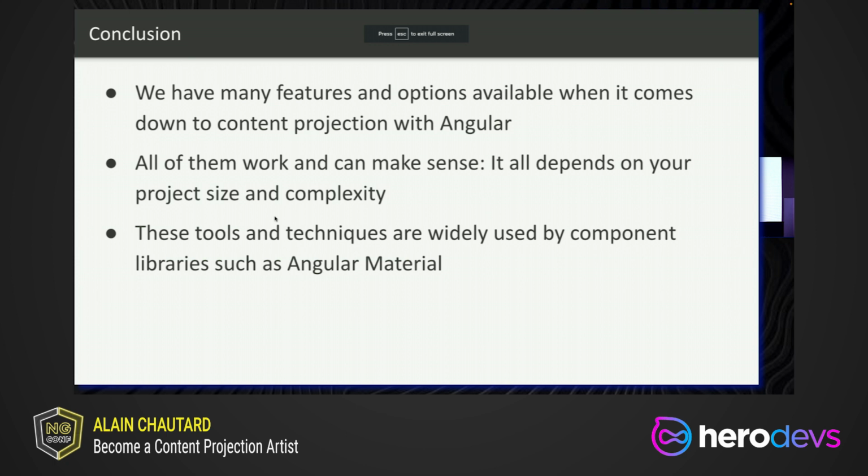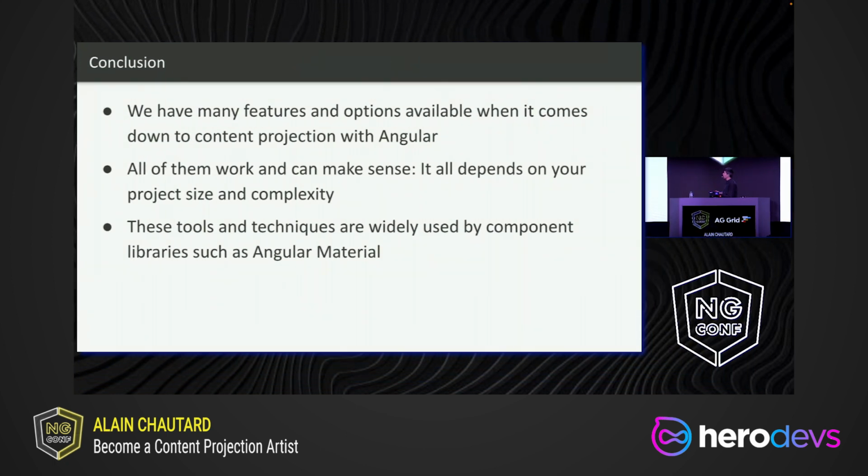So, conclusion. We have many features and options available when it comes down to content projection with Angular. We started with the easiest one, just using one single ng-content to project something from a parent to a child component. And then we dug a little bit deeper, right? Using multiple ng-contents, and then using any number of things that we want to project using containers, ng-template, and everything, which you don't have to use if you don't need it. All of those can work and make sense based on the complexity of what you're trying to do. But always go with the easiest option, of course.